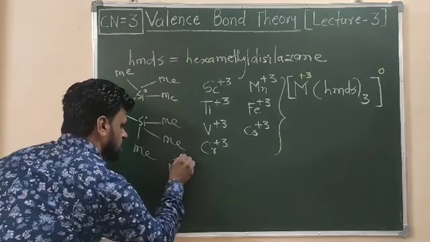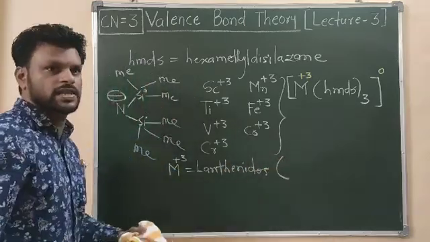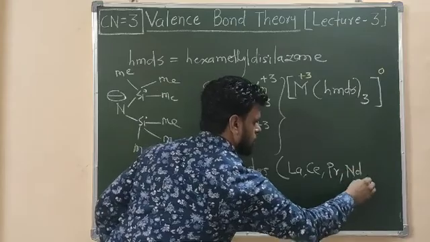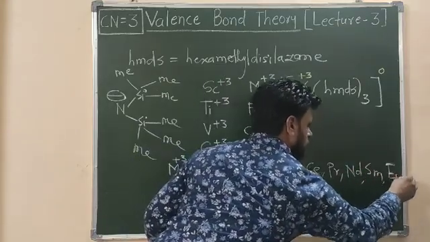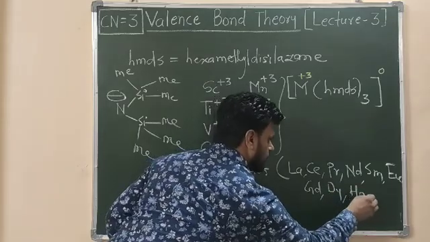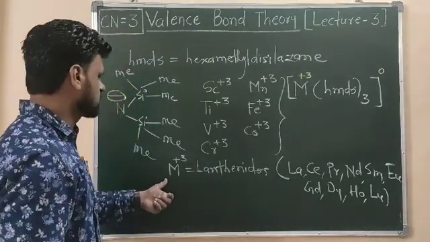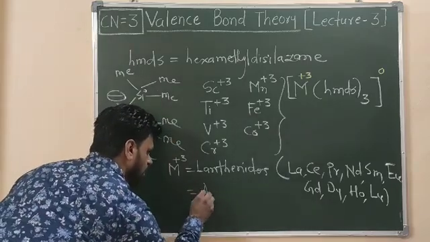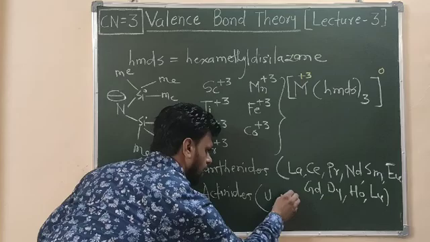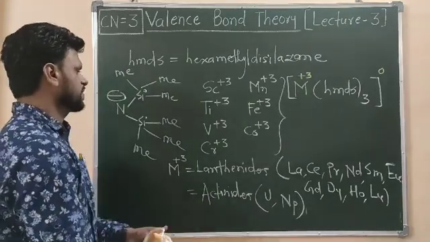Not only that, many lanthanides. Remember that a metal M plus 3 can also be a lanthanide element, and various types of lanthanides can form the complexes. We have lanthanum, cerium, praseodymium, then neodymium, then samarium, then europium and gadolinium, then dysprosium, holmium and lutetium. These kinds of metal ions in plus 3 oxidation state can also form complexes with the HMDS ligand. Moreover, some of the actinides also form complexes, and there are only a few. We have uranium, neptunium, and so on. Only a few can form complexes with the HMDS ligand.